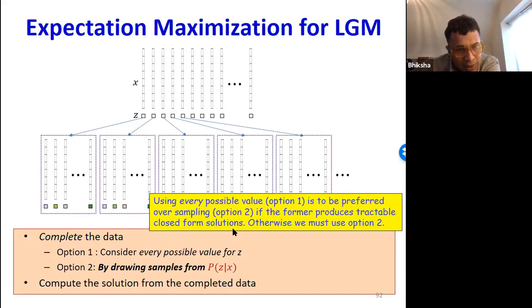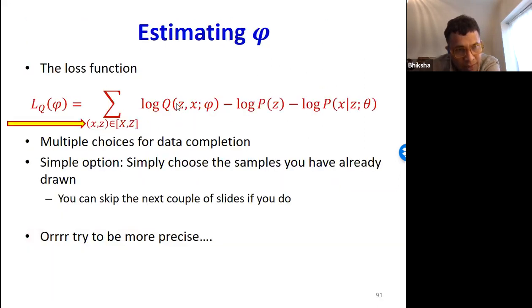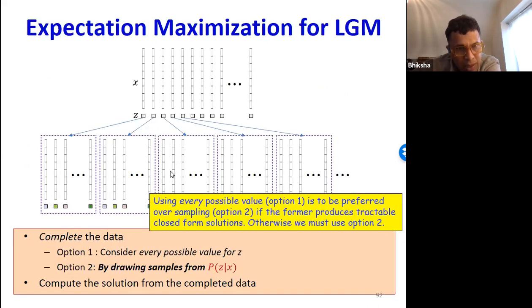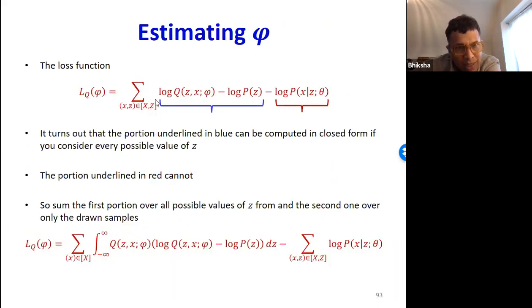I have some extra stuff here on how we can draw things, but actually, let's go through that, right? So when we complete the data, remember, we were drawing z from p of z given x, except we weren't drawing it from p of z given x, we were actually drawing it from q. So I have this term here, which is summed over all of my completed data. And this term is also summed over all of my completed data.